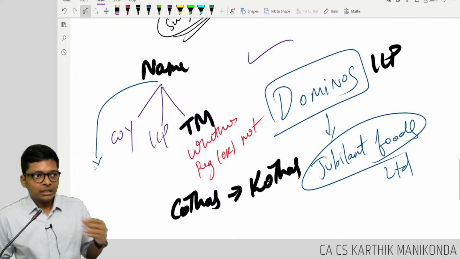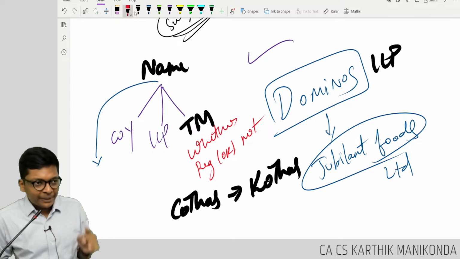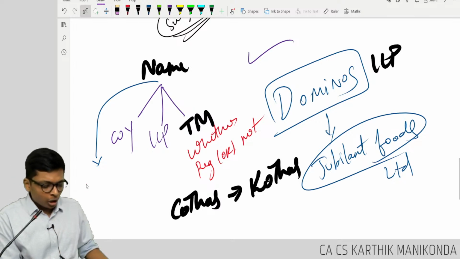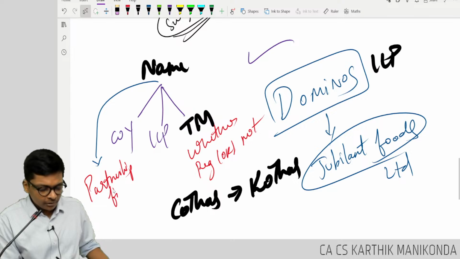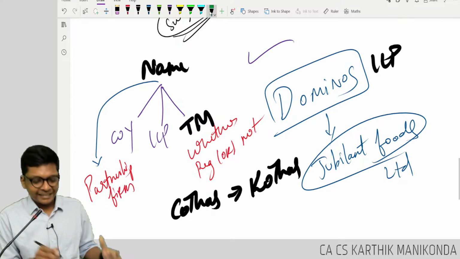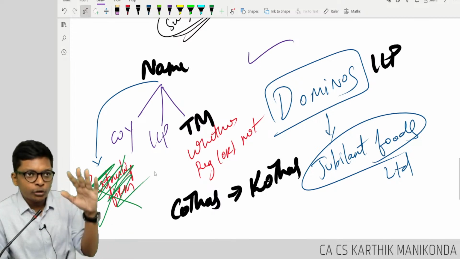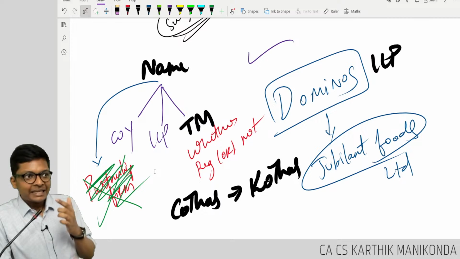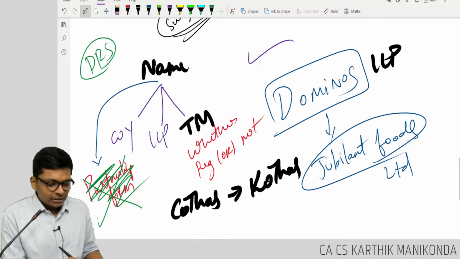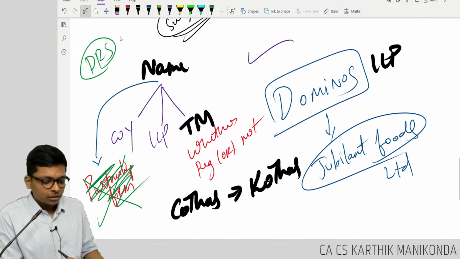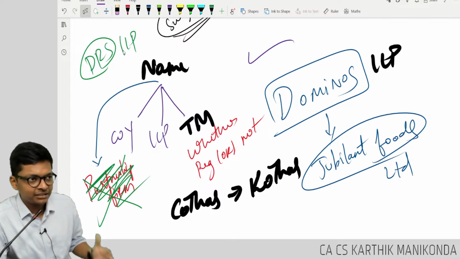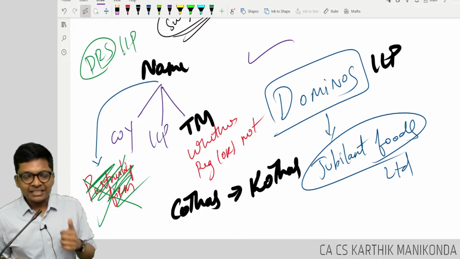Earlier, the name of the LLP should not be identical to an existing company, existing LLP, existing trademark whether registered or not, or existing partnership firm. If you have written that, sorry guys, take the red pen and strike it. Now they have removed it. That means the name of an LLP can be identical to an existing partnership. Sir, DRS is a partnership firm. I can start DRS LLP. This is an amendment, guys, not tested. Beautiful amendment.